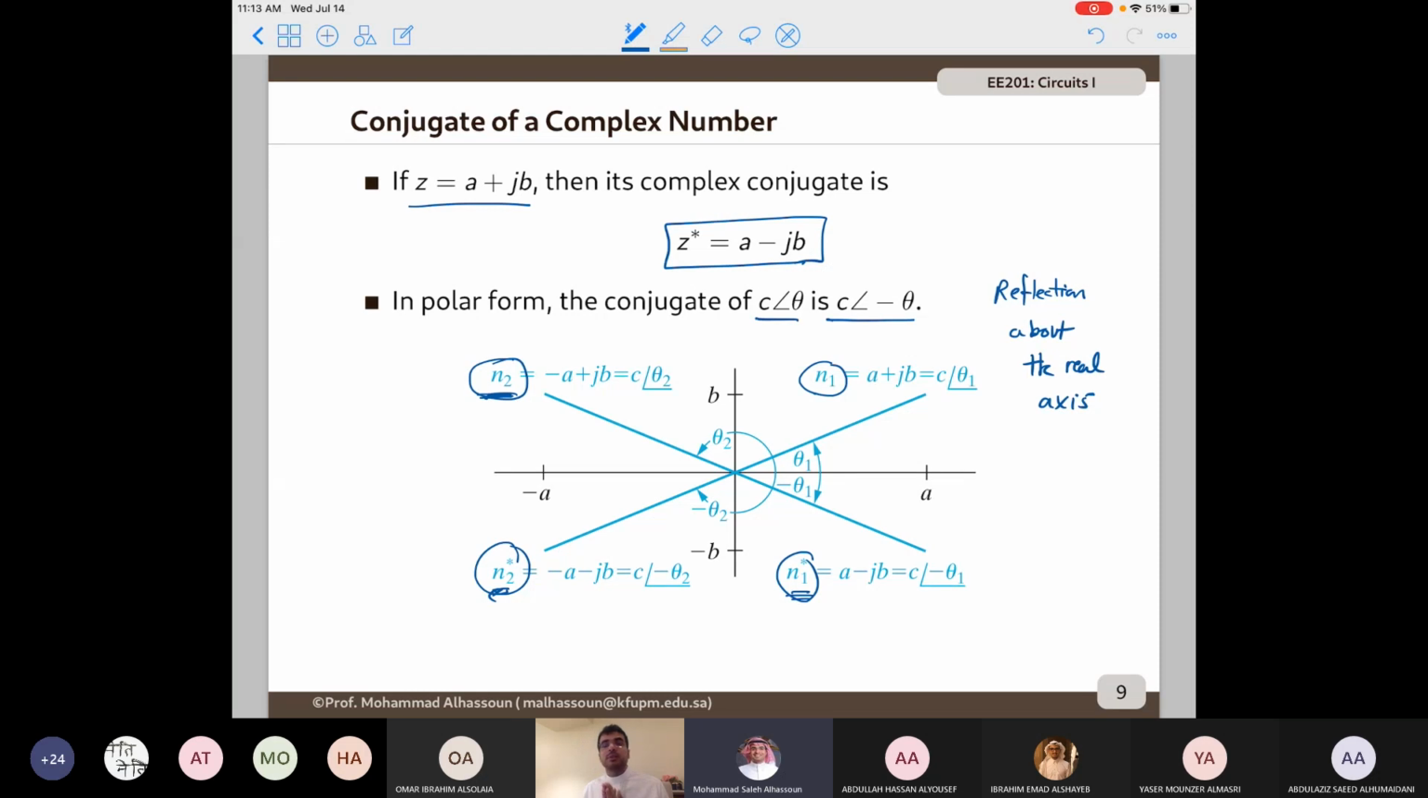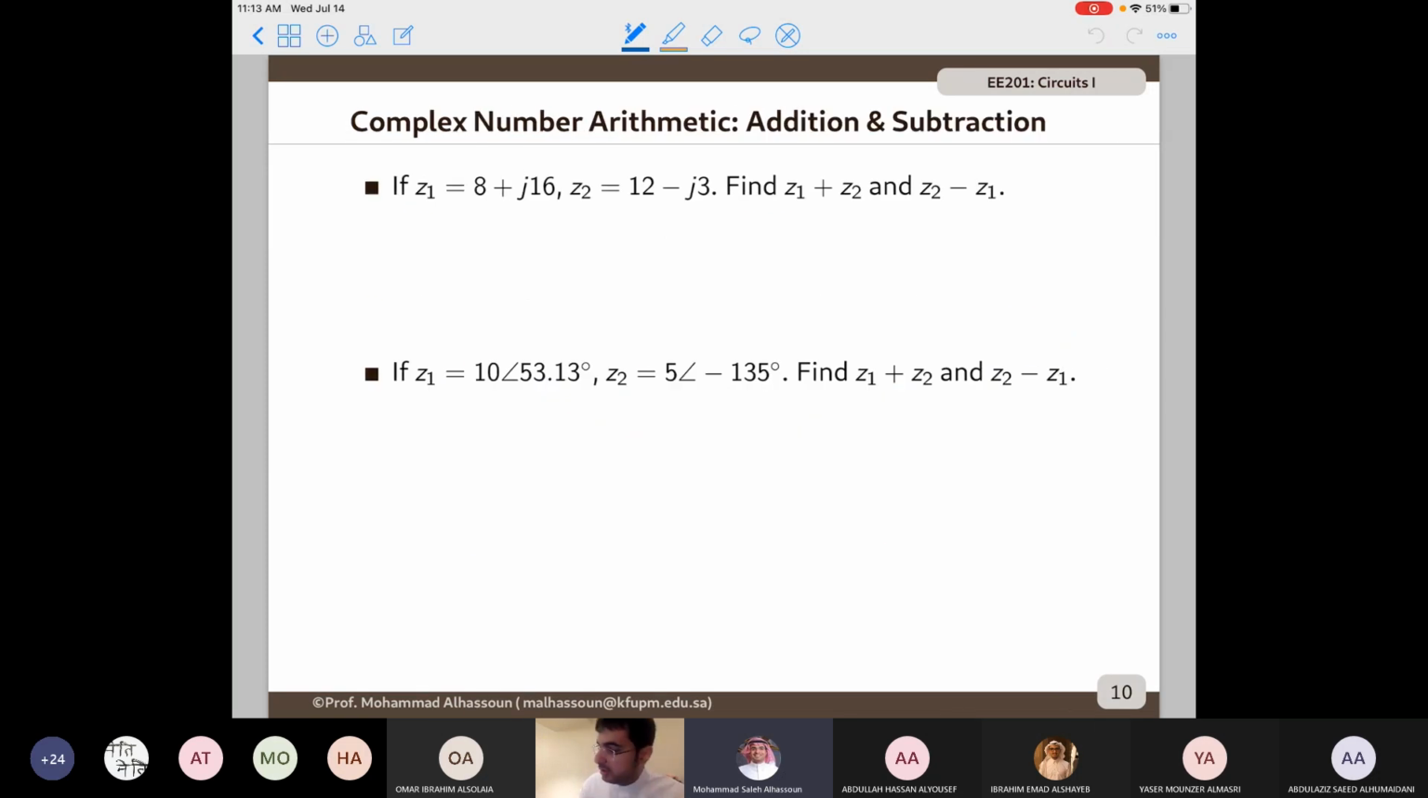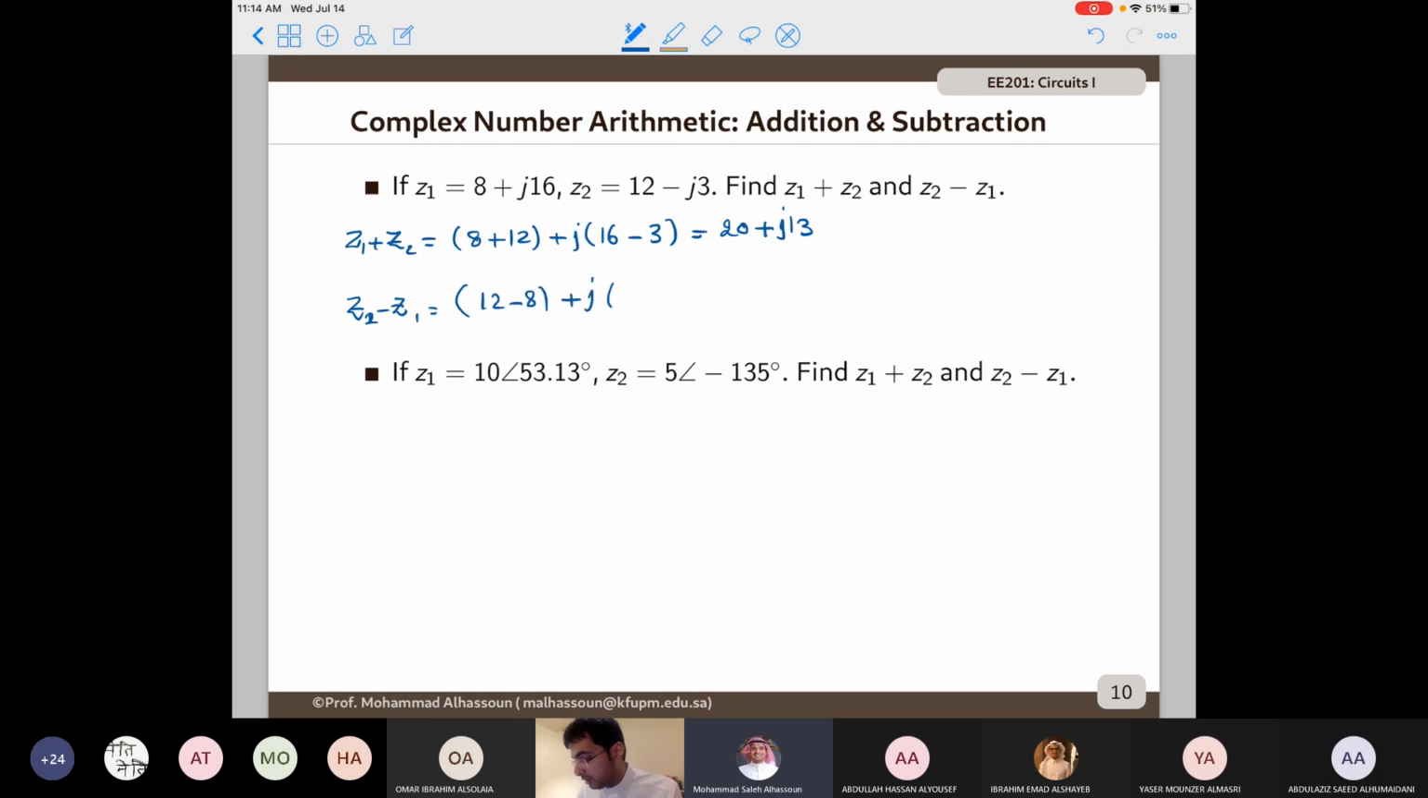Now let's see what we can do if we want to add two complex numbers or subtract two complex numbers. If you want to add z1 plus z2, you need to add the real parts separately and add the imaginary parts separately. So in this case, you will get 20 plus j30. If you want to subtract z2 from z1, then you need to subtract the real parts separately and subtract the imaginary parts separately. It's going to be minus 3, minus 16, and this is going to be 4, minus j.